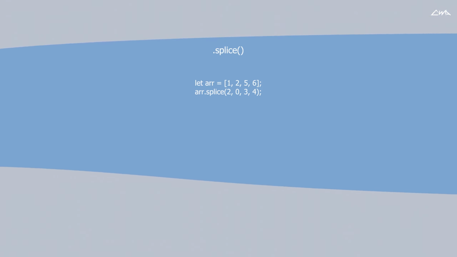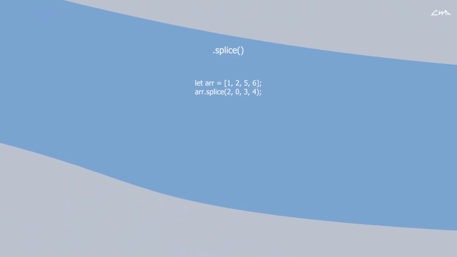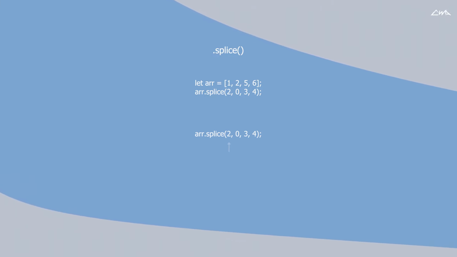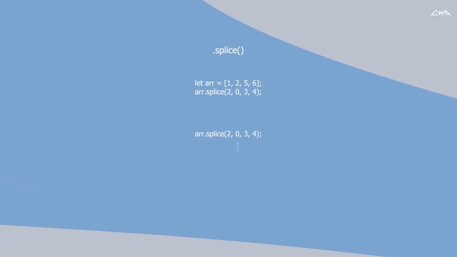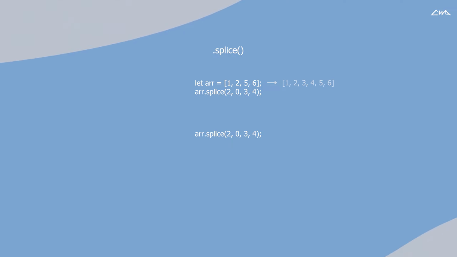Over here, let arr equals 1, 2, 5, 6. arr.splice 2, 0, 3, 4. So 2 is the index, 0 means no elements will be removed, and 3 and 4 are the values that will be added to the array at index 2. So the new value for the variable will be 1, 2, 3, 4, 5, 6.